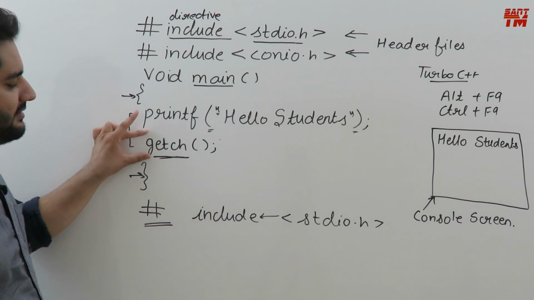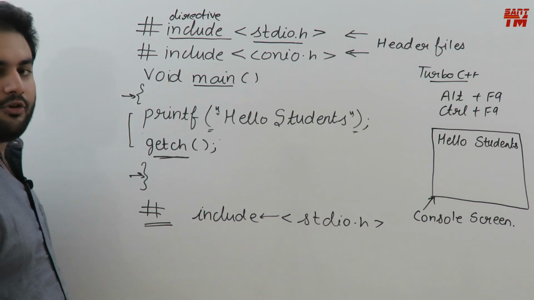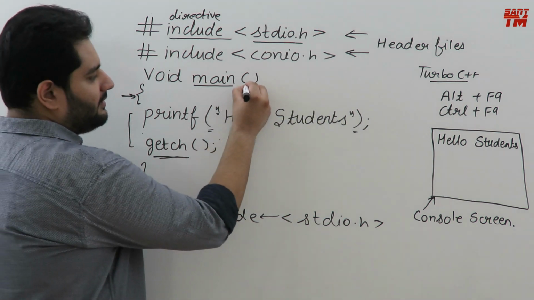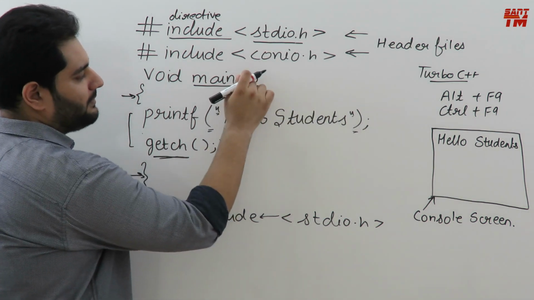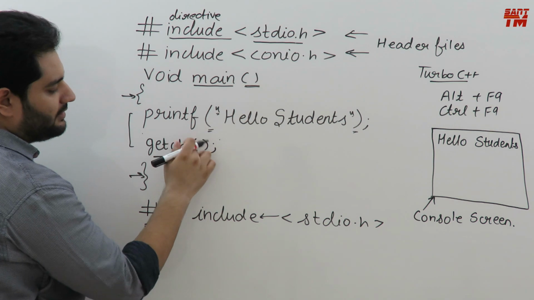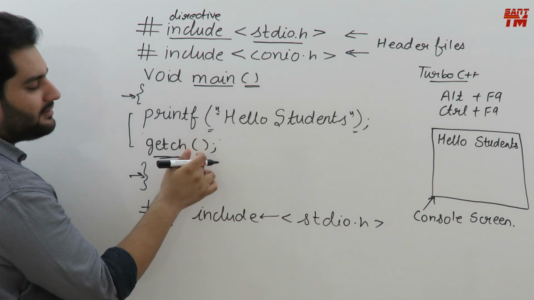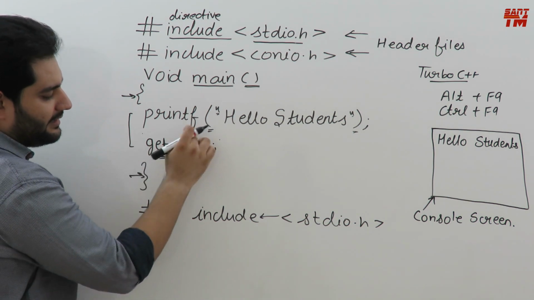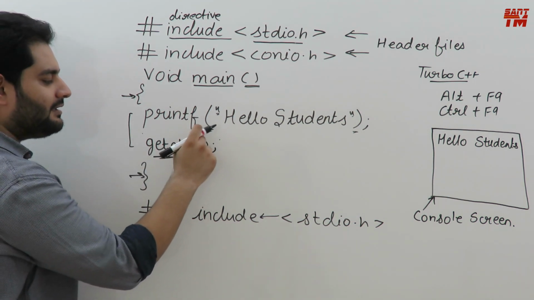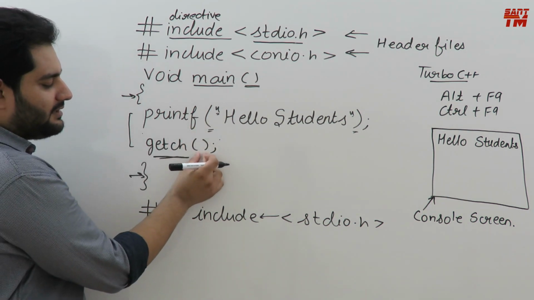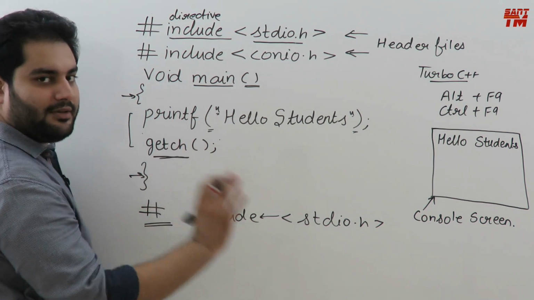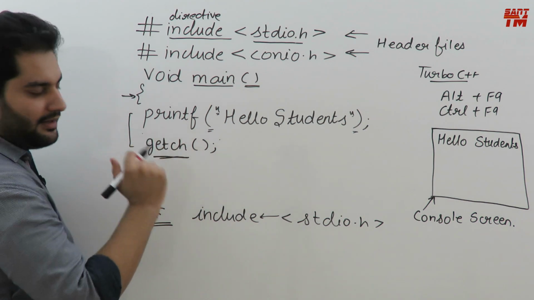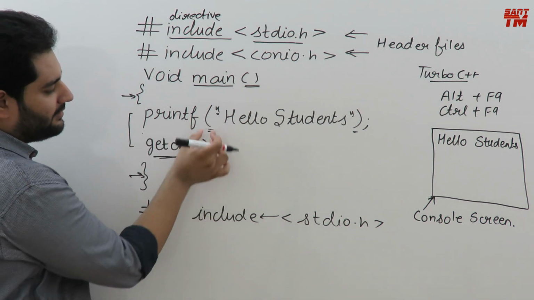If I use the getch function, now how to spot a function when a C program is written? Every function will have parentheses, an opening parenthesis and a closing parenthesis. Here also, opening parenthesis, closing parenthesis. That means, as I told you, main is a function. Similarly, getch is also a function. Every term that is written with opening and closing parentheses will be a function in a C program. So main is a function, getch is a function, and note this printf is also a function.